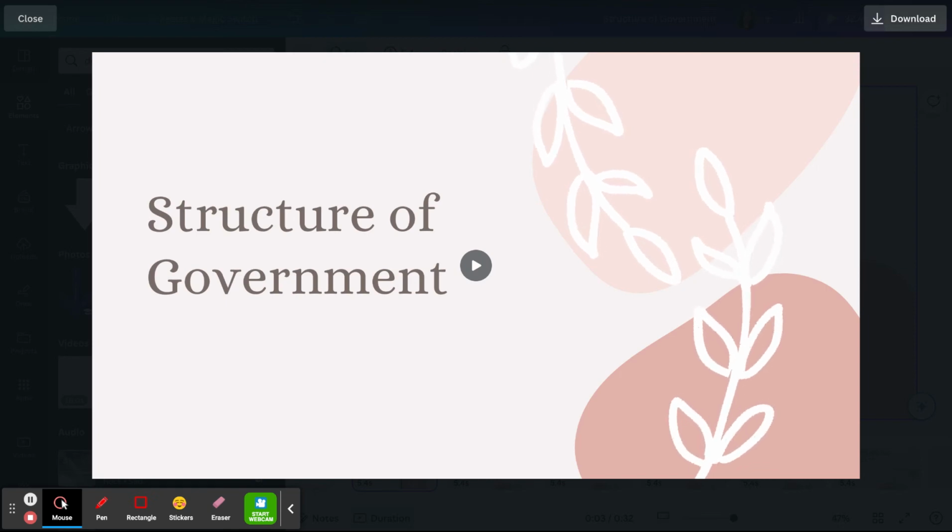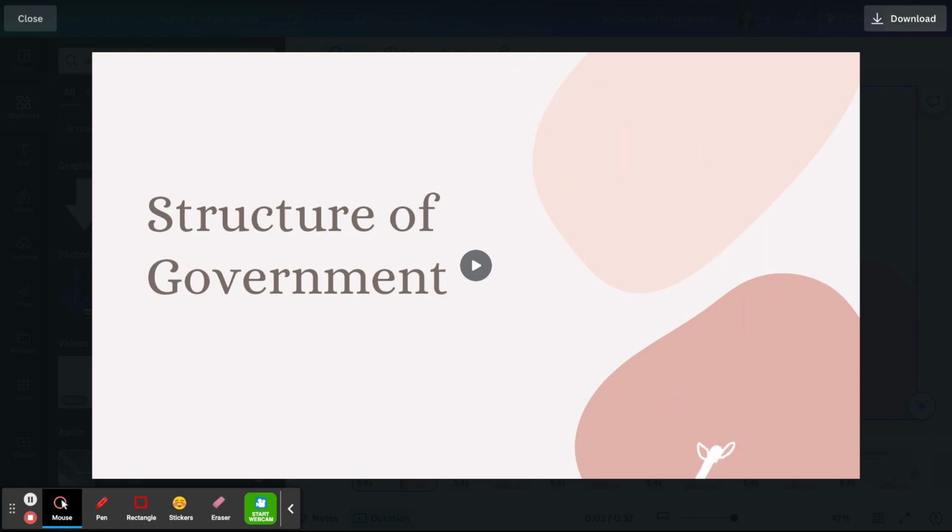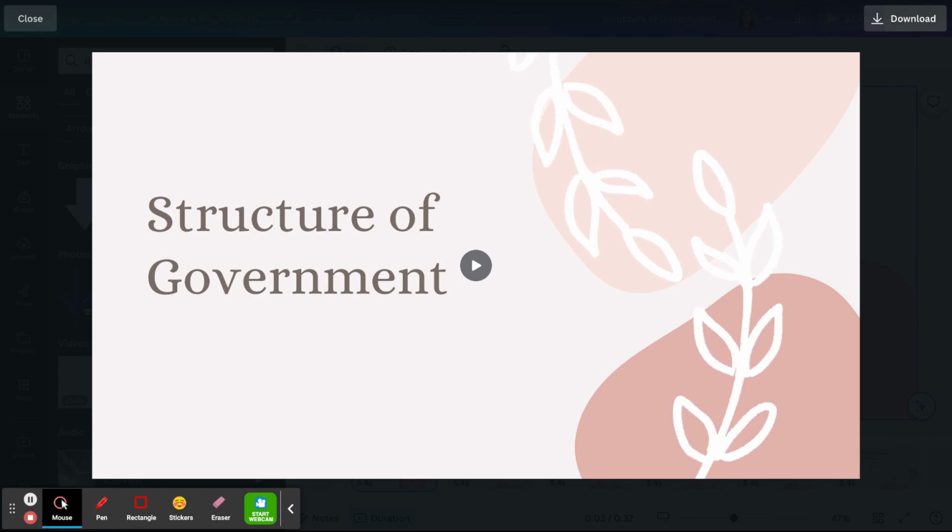Everyone, today's mini lesson is going to be focusing on the structure of government. As I said in the last mini lesson, we're focusing right now on looking at governments in general, and then we'll start focusing on government specifically within the United States. This mini lesson, we're specifically going to focus on 3 different structures of government that apply to different government systems throughout the world.